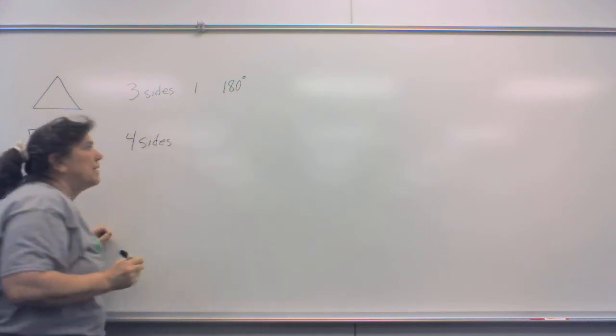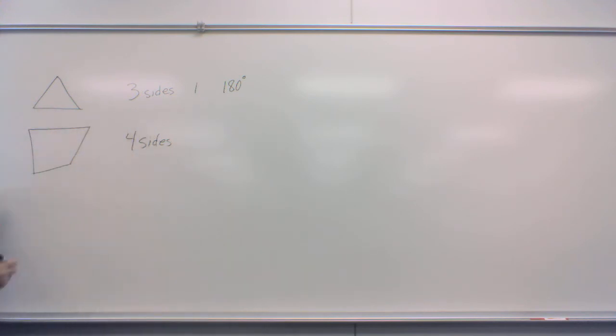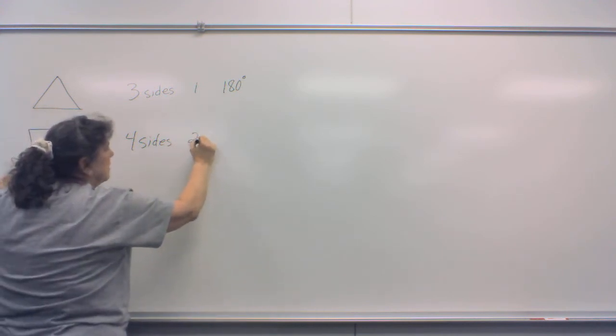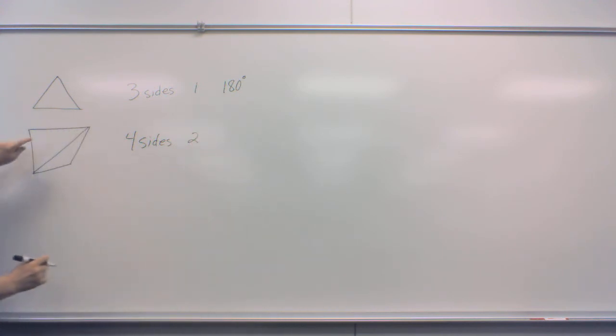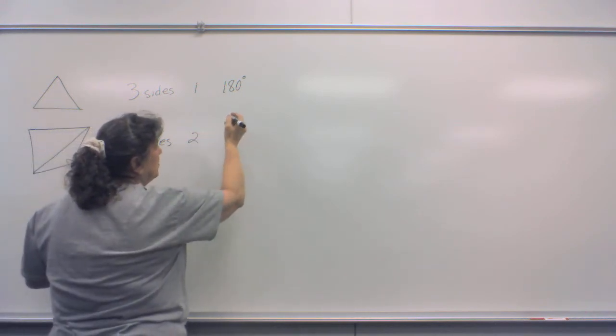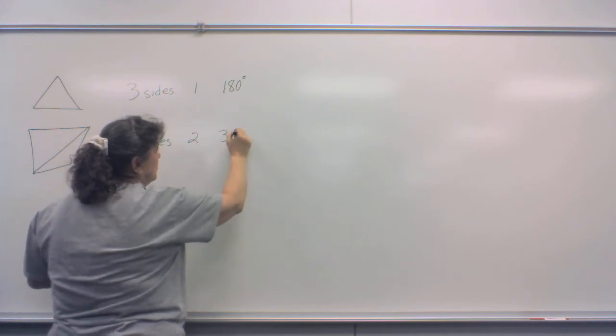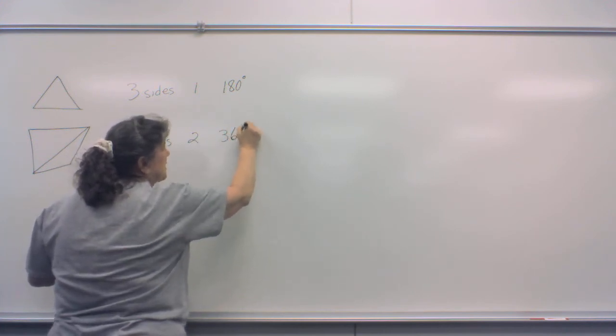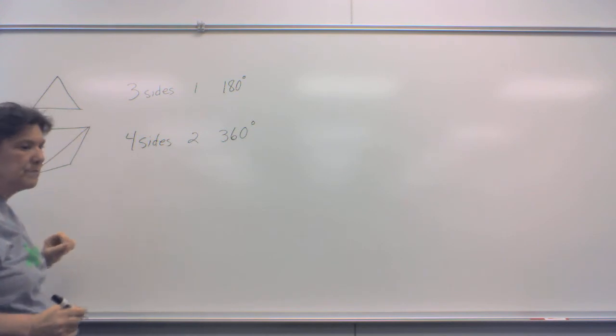One thing I want here, how many triangles? There's 1 triangle. Okay, now this one, by choosing one of our angles, we can make it into 2 triangles. You see those 2 triangles? Now, each one of these triangles has 180 degrees in it. So 180 plus 180, or 2 times 180, is 360 degrees.